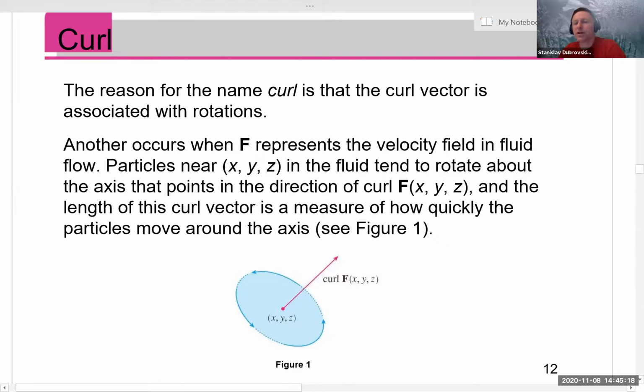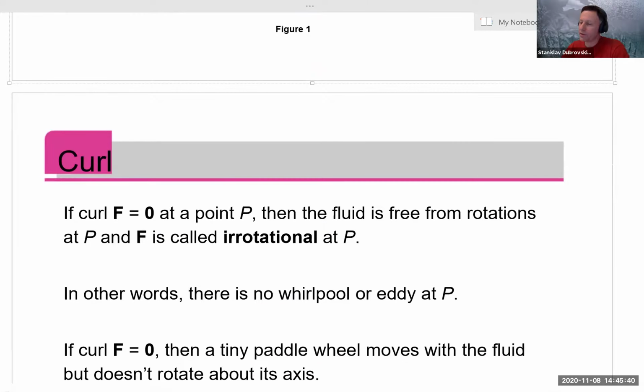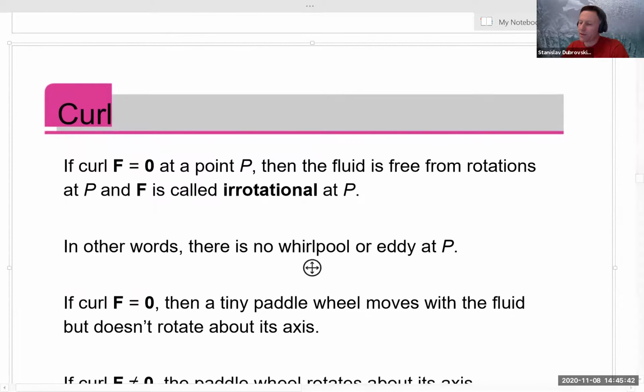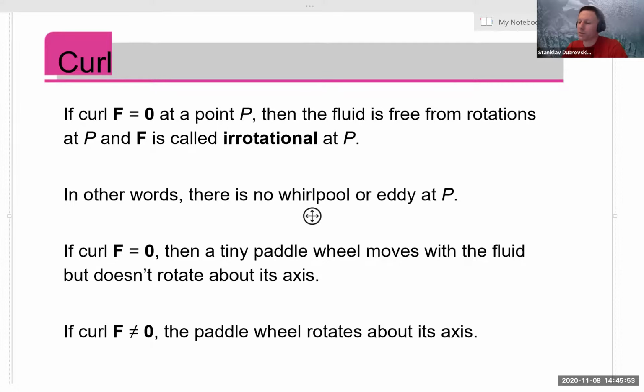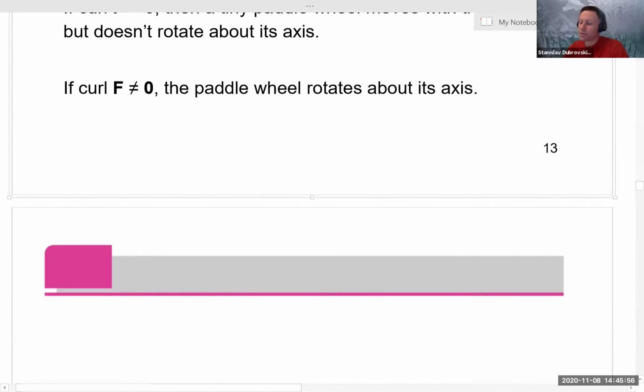So in other words, if you sail a small tiny paddle wheel, then if it comes to this point, given that the curl is not zero, it will be rotating. While if the curl is 0 at this point, then it will be just moving without rotating. And we'll explain why after we understand the corresponding FTC, the fundamental theorem of calculus for these integrals. So in this case, if the fluid has 0 curl at this point, then we'll call it irrotational at P. Otherwise, this paddle will rotate.